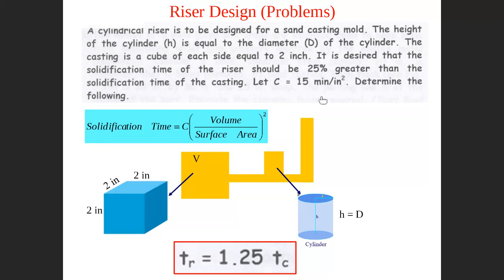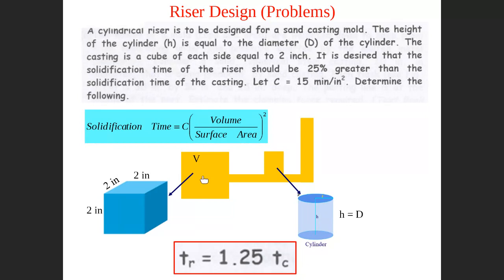This is a sand casting mold. The height of the cylinder here is equal to the diameter. H equals D. This is the diameter of the riser, and this is the height of the riser.